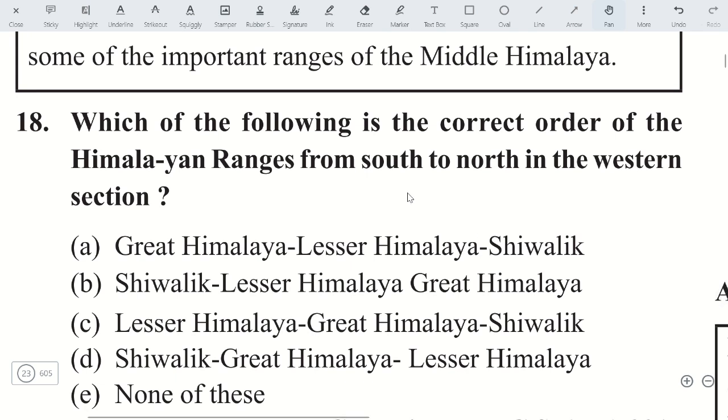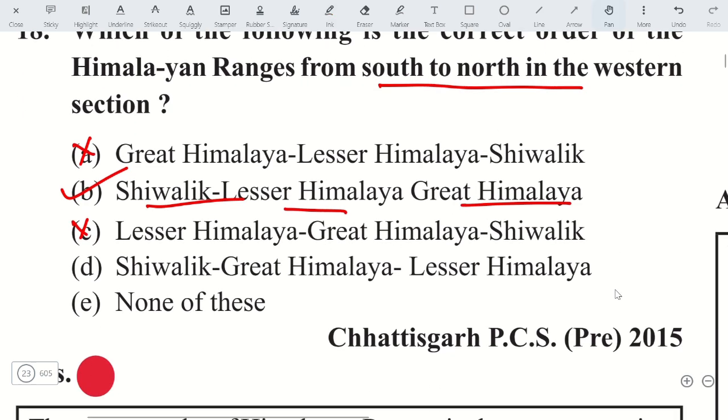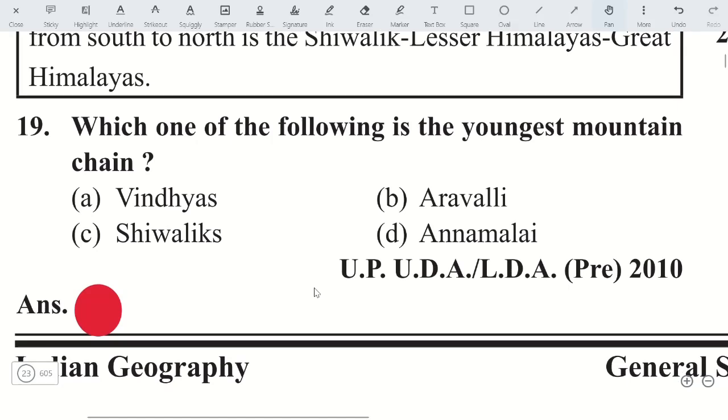Next question is, which of the following is the correct order of the Himalaya ranges from south to north in the western section? Then the most southward will be the Sivalik, then Lesser Himalaya, and Great Himalaya will be last. Then this B option will be the correct one. Sivalik, Lesser Himalaya, then Great Himalaya. B option will be correct. Check out the next question.